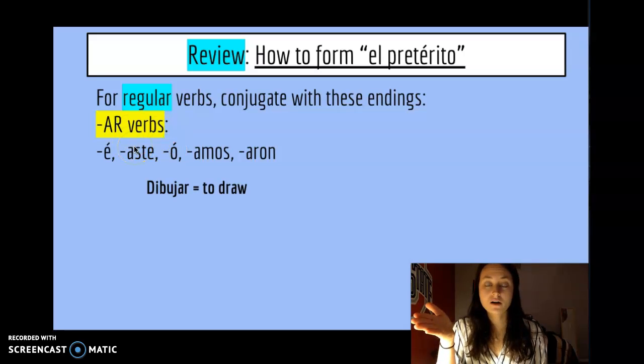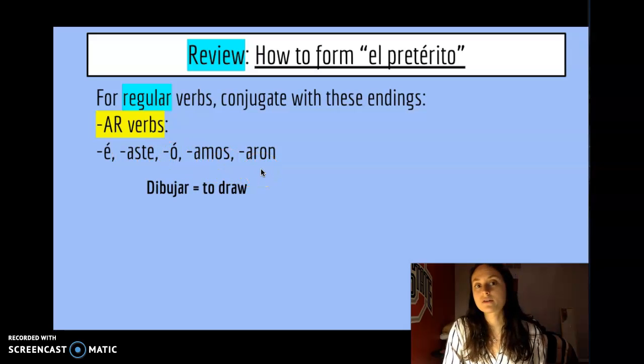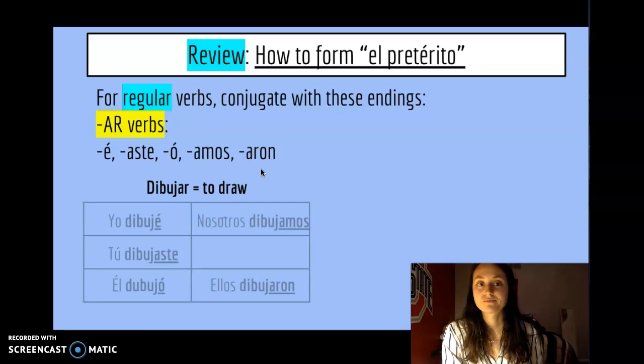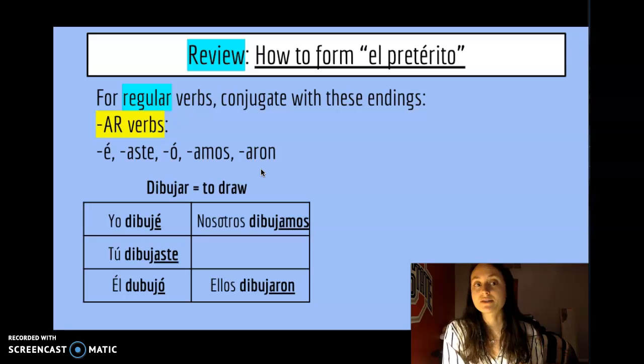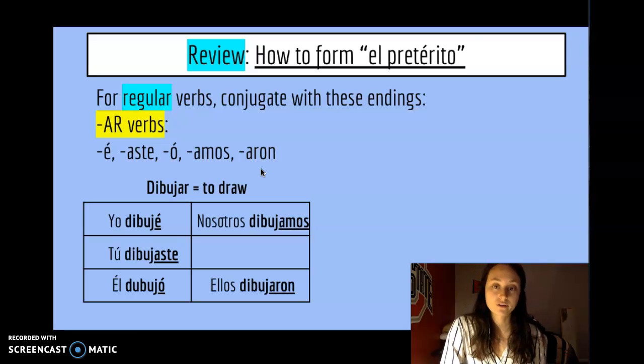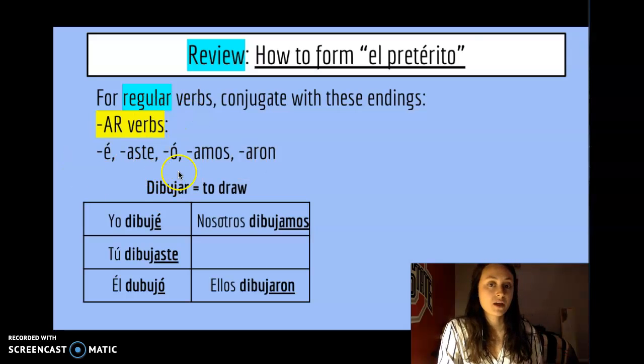We talked about how to form the regular verbs in the past. Remember, we take off the AR ending, and if it's an AR verb, we add é, aste, ó, amos, aron. So just to refresh, pause and try it for yourself. To conjugate this verb, dibujar. You got it? Here's the answer. Dibujé, dibujaste, dibujó, dibujamos, dibujaron. So those were the AR endings.